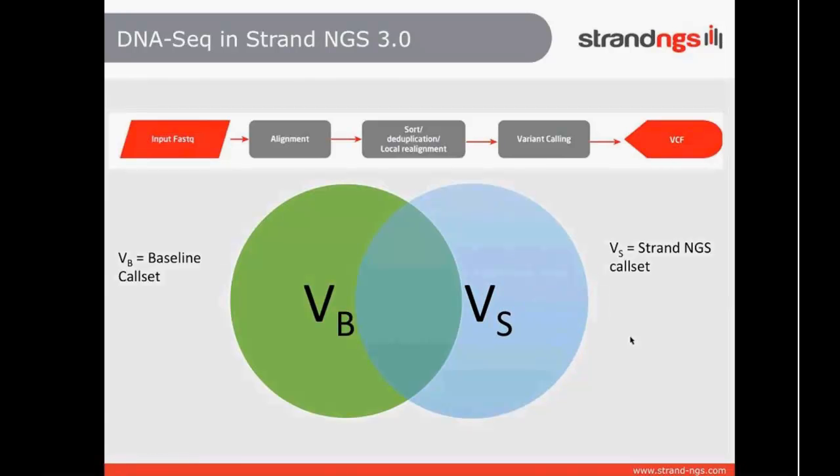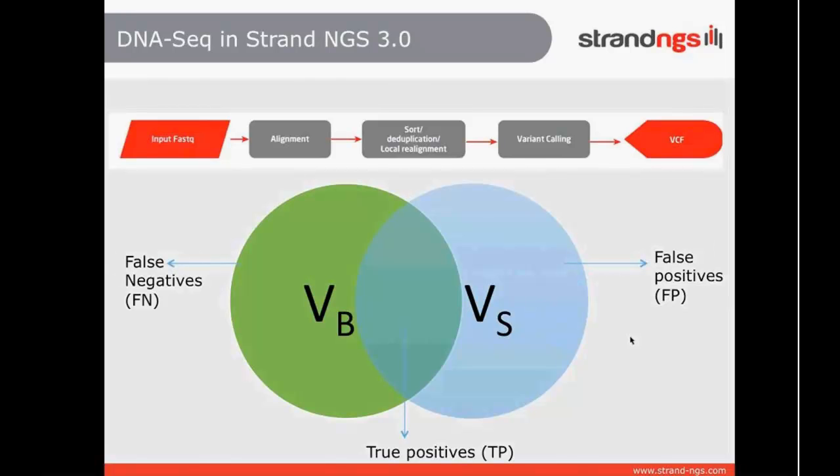And then we intersect the baseline call set with the Strand NGS call set. We can talk about how we did this if you're interested, but the intersection is not straightforward either. Then we generate false negatives, true positives, and false positives. What are false negatives? They're ones that were captured by the baseline but were not captured by the Strand NGS call set. False positives are the opposite: those that were in the Strand NGS call set but not captured by the baseline. The true positives are the intersection.